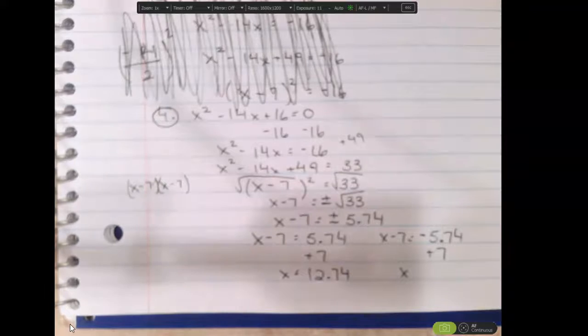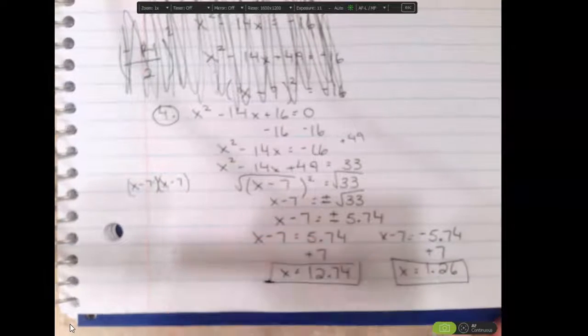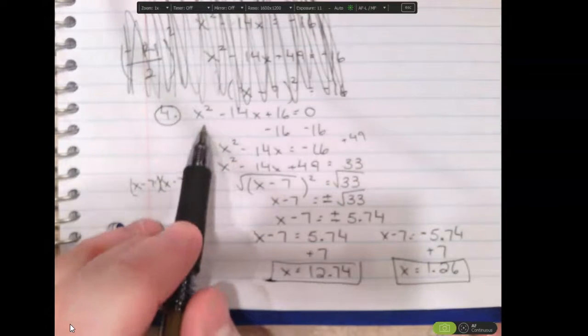And on the other side, when you do negative 5.74 plus 7, you get 1.26. So my two solutions to this problem are both of these x equals. And again, the reason we have two solutions is because we have x squared. Let's look at number 5.